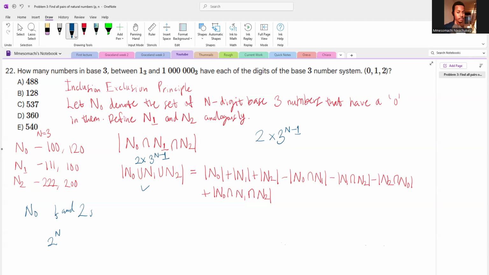So let me just put it here. The size of N0 is equal to the total, which we've already established is 2 times 3 to the power of n minus 1, but then we remove the ones that comprise only ones and twos. So there must be at least a 0 there.